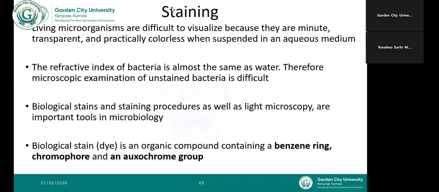So when light passes through bacteria, the degree of refraction is almost the same as that of light passing through water. And because they have almost the same refractive index, which is the measure of the density of that particular medium, you cannot see the bacterial cells when they are suspended in the aqueous solution. Is it clear?